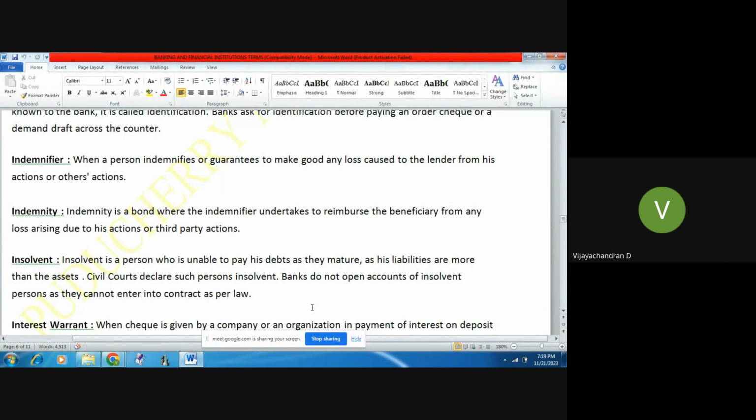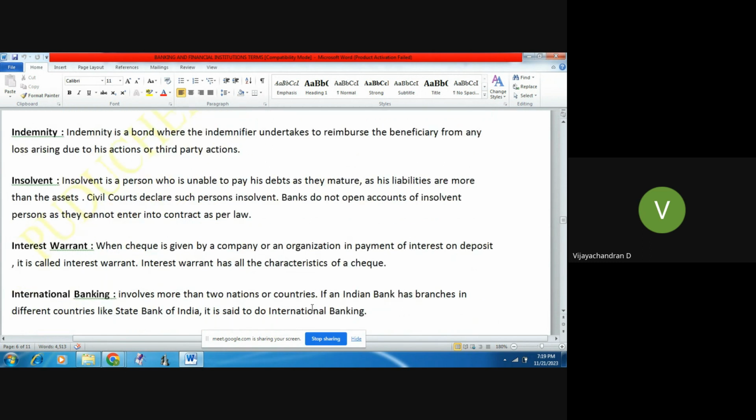Insolvent, as you know, bankruptcy. Bankruptcy means your liability is in excess of your assets. That is known as insolvency or bankruptcy. Interest warrant: the payment of interest on deposit, in the form of a check. If the company gives a check for the guarantee of the interest, for the periodical payment, that is known as an interest warrant.